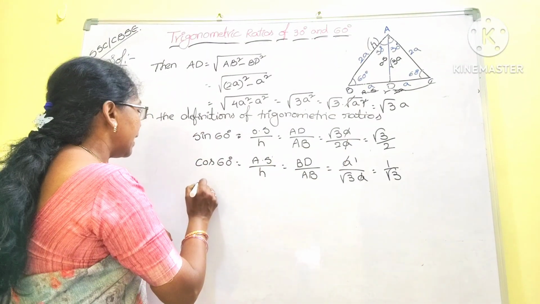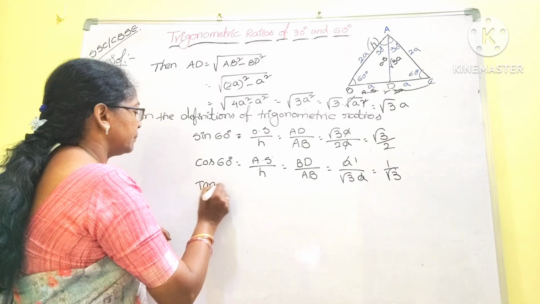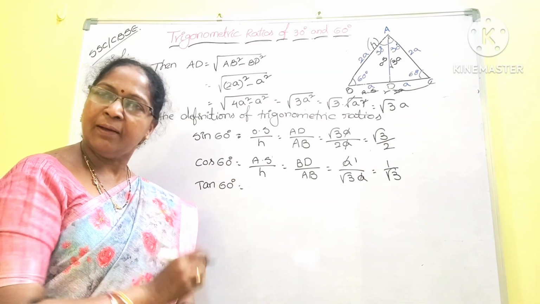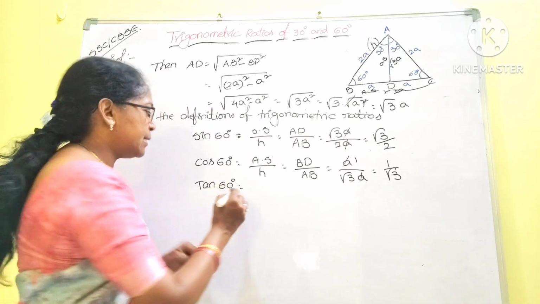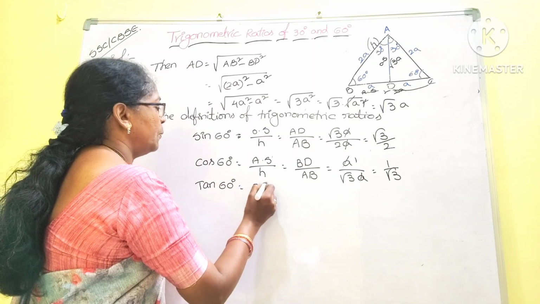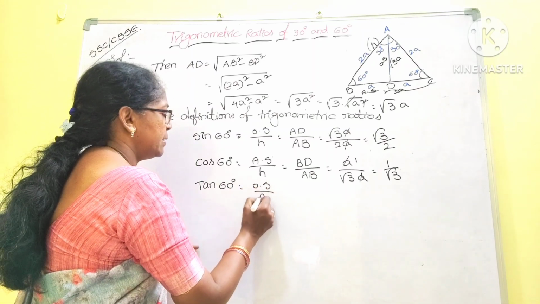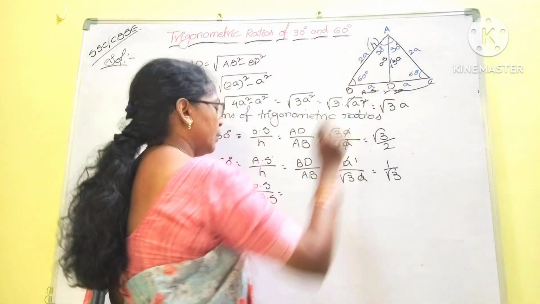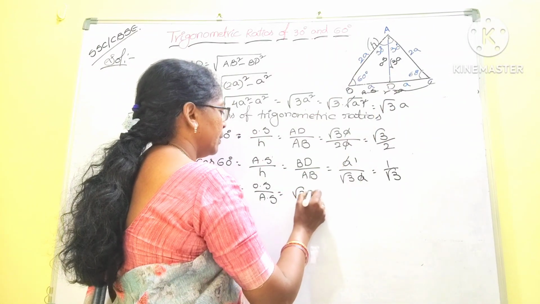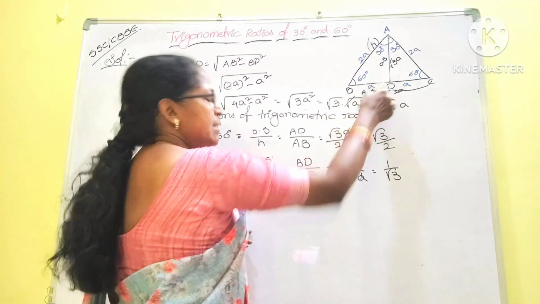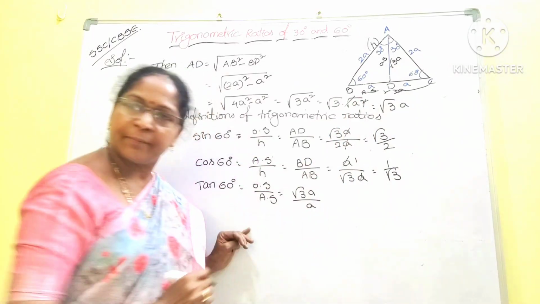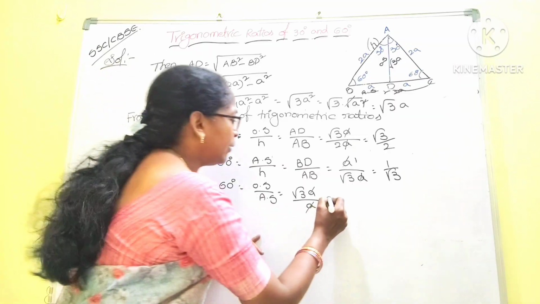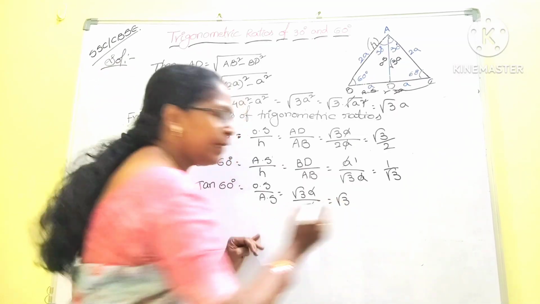As well as tan 60. Tan theta equal, what's the formula? Opposite side by adjacent side. Opposite side equal to root 3A, by adjacent side equal to A. Now A and A will be cancelled. Remaining value equal to root 3.